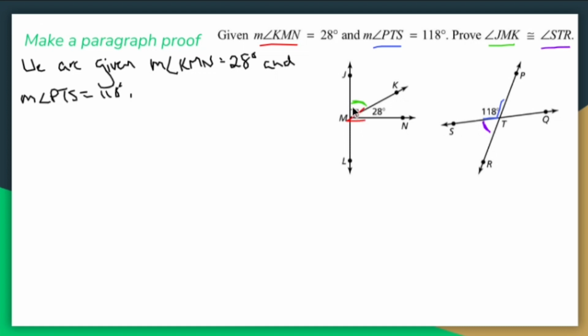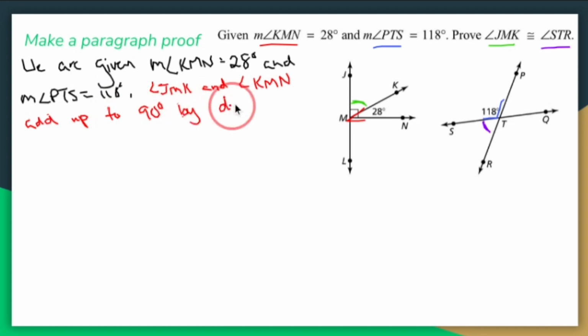Now, what I know is I see that right angle right there. Okay, that right angle right there. So what I can say is that angle JMK and angle KMN add up to 90 degrees by the definition of right.